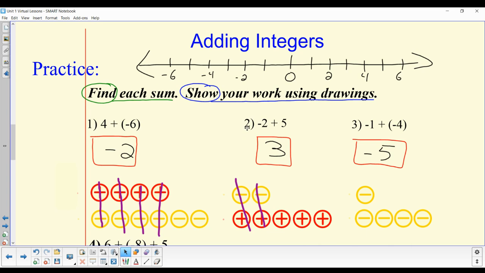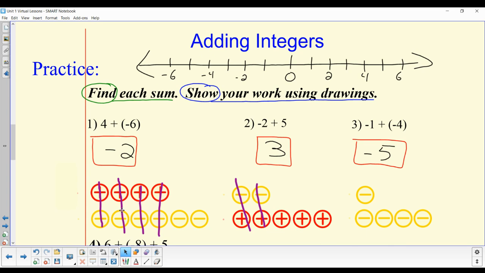If you're doing problem number 2, -2 plus 5, you'd start at 0. -2 means go left twice, 1, 2. And +5 means go to the right because it's positive, 5 times, 1, 2, 3, 4, 5. That brings you to +3, which is the answer we had for number 2. Problem number 3, again starting at 0, -1 means go 1 to the left. And when you add -4, you go 4 more to the left, 1, 2, 3, 4, putting you at -5, which is the answer that we had.